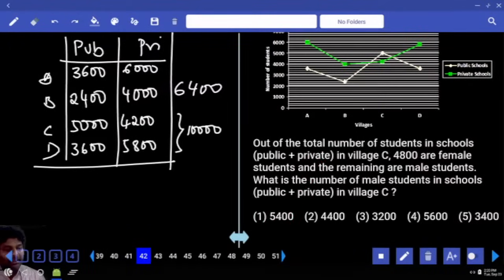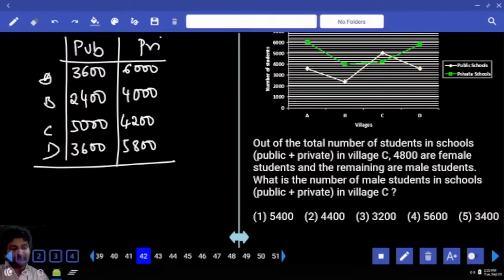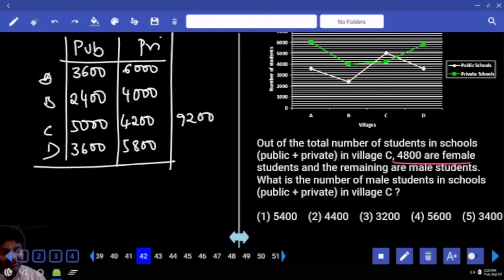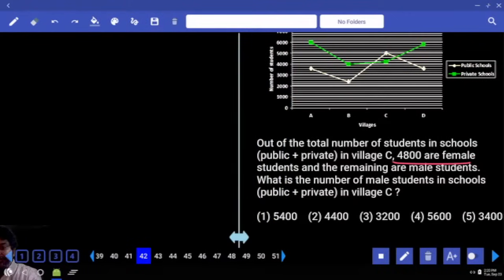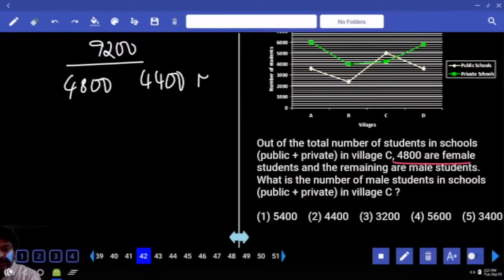3,600. Out of total number of students in schools, public and private in village C, 9,200. 4,800 are female. If out of 9,200, 4,800 are female, 4,400 are male. What is the number of male? అయిపోయింది కదా.